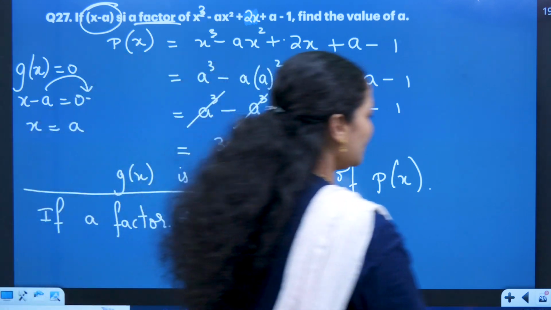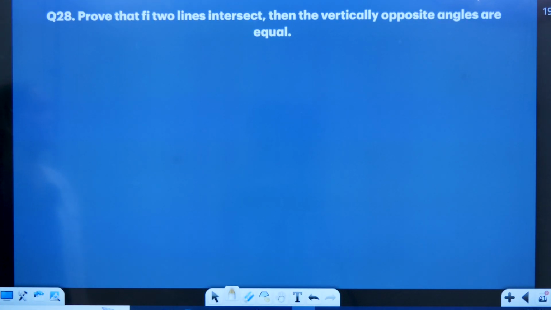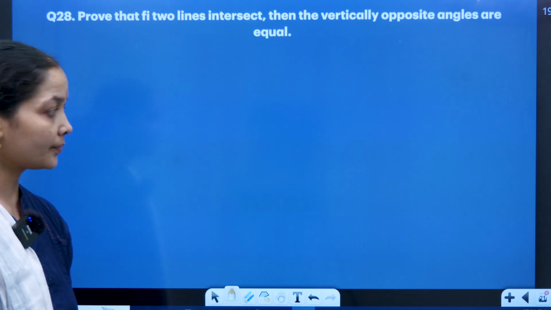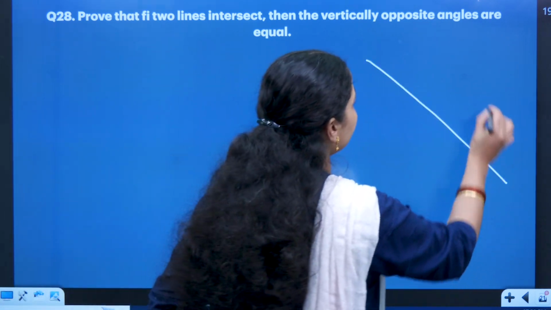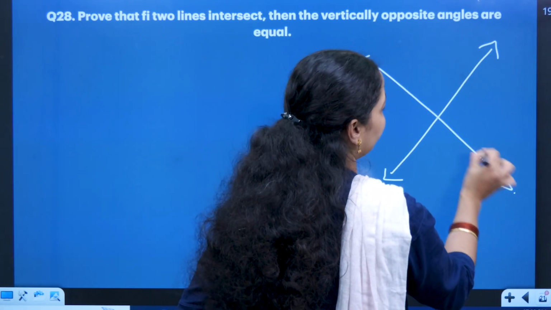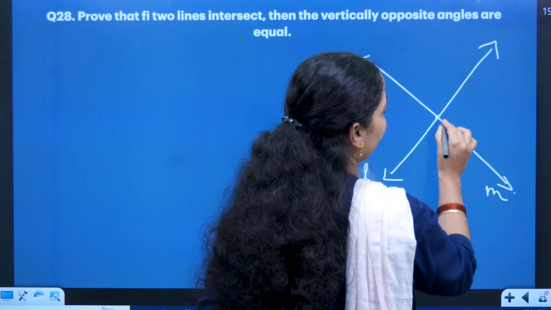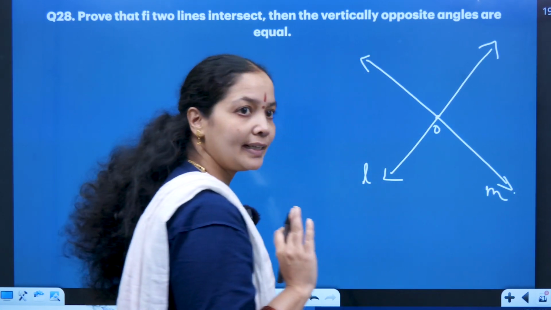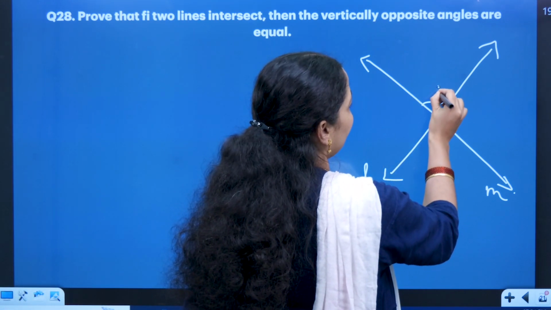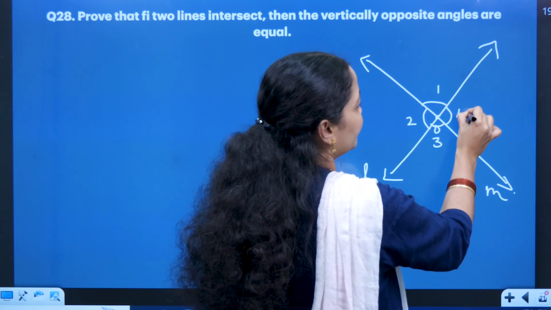Understood? Moving ahead. In the next question, prove that if two lines intersect, then the vertically opposite angles are equal. They are telling we have two lines like this. These lines are intersecting at a point. Let me consider the lines to be L and M. L and M are intersecting at O. When they are intersecting at a certain point, there are four important angles formed. This is angle 1, this is 2, this is 3, this is 4.